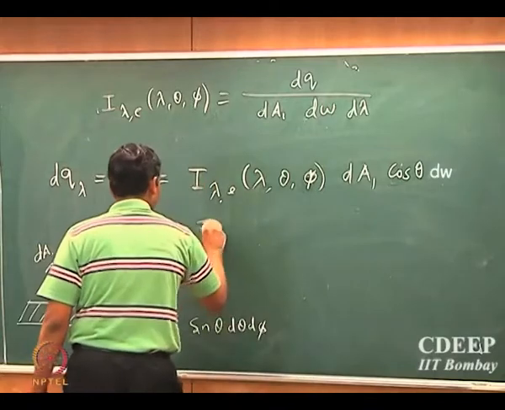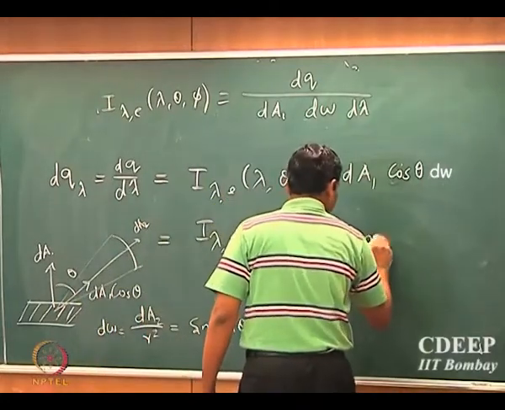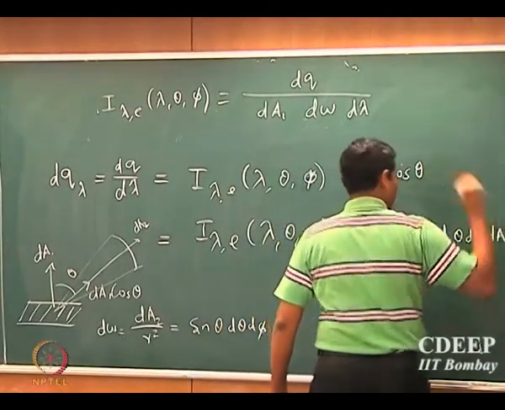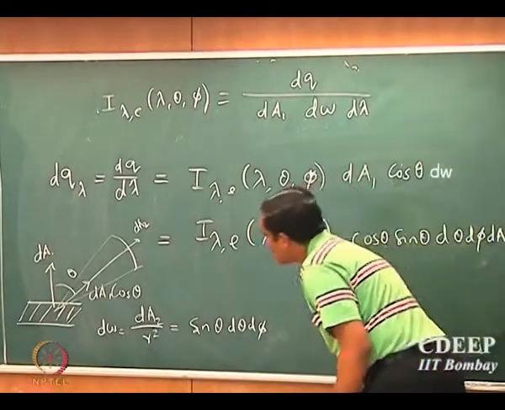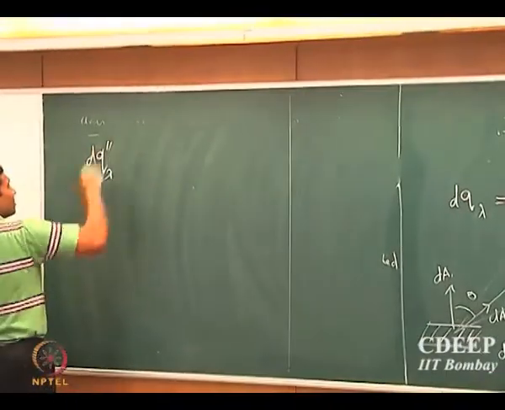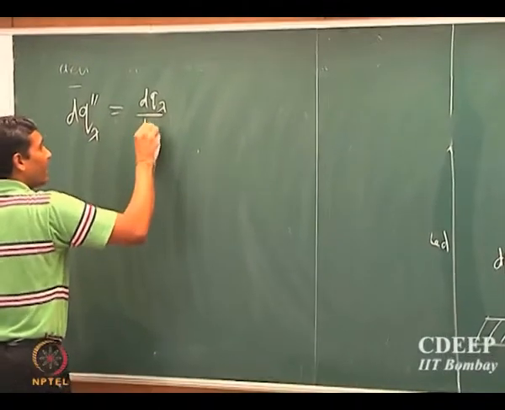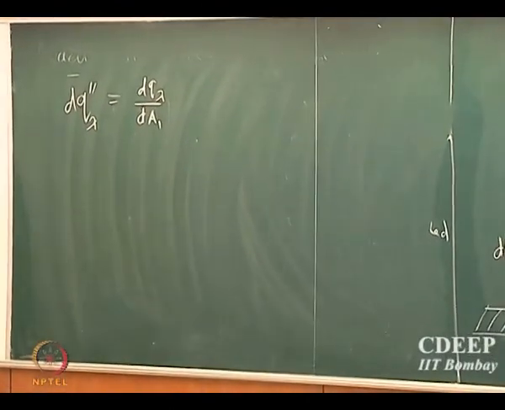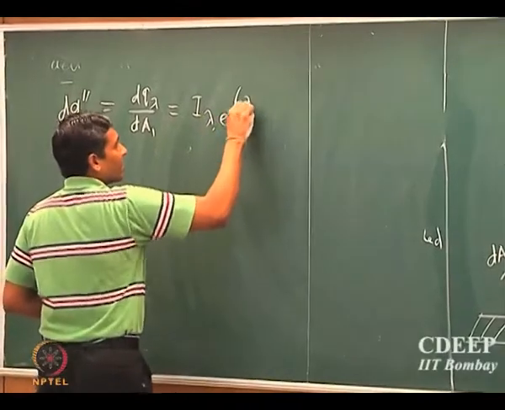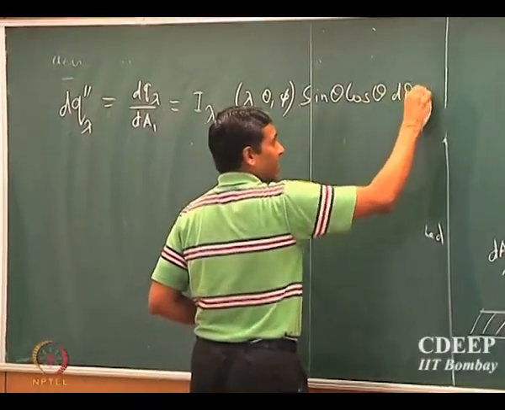So if I put that, it will be I_lambda,e(lambda, theta, phi) cos theta sin theta d theta d phi dA1. That's the heat transfer rate per unit wavelength. So I can define flux dq''_lambda. Note that double prime, when I use it, means flux. So that will be dq_lambda by dA1, which is the flux at which the emission is occurring from that surface. So that will be I_lambda,e(lambda, theta, phi) sin theta cos theta d theta d phi.